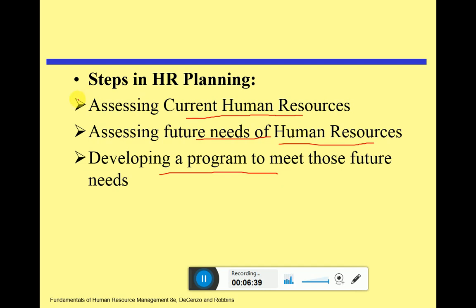So that is the total process of your HRP. HRP contains the analysis of current human resources, simply meaning inventory study, current inventory study of human resources. Second, the potential human resources requirements required by the organization. And the third, make a program that how to meet these clear shortages and surpluses.